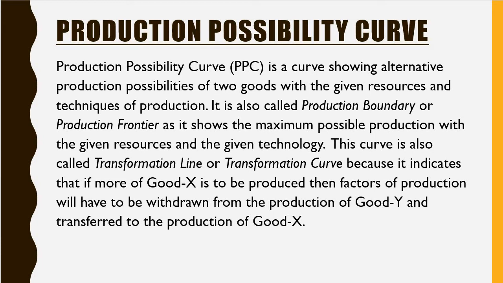So, production possibility curve is a curve that is formulated to show the possibilities of production. How much production is possible with given resources and techniques. Given over here means fixed amount of resources and fixed techniques. So, whenever we draw this production possibility curve, we always assume that with a particular resource, only two goods can be produced. And this production possibility curve shows the various combinations of possibilities about the amount of these two goods that can be produced.